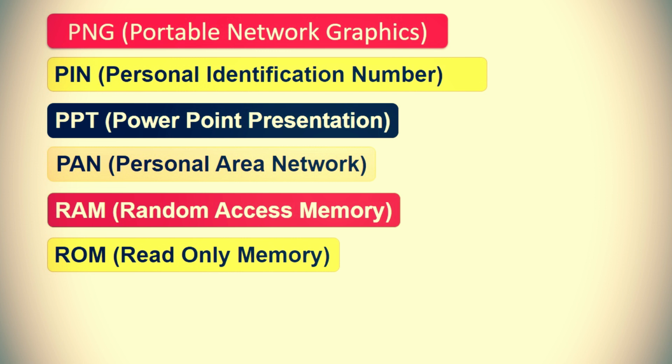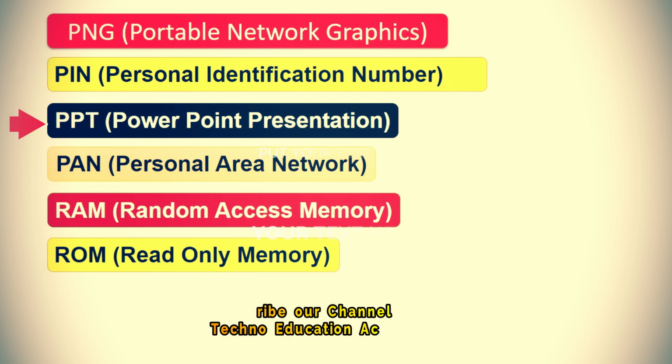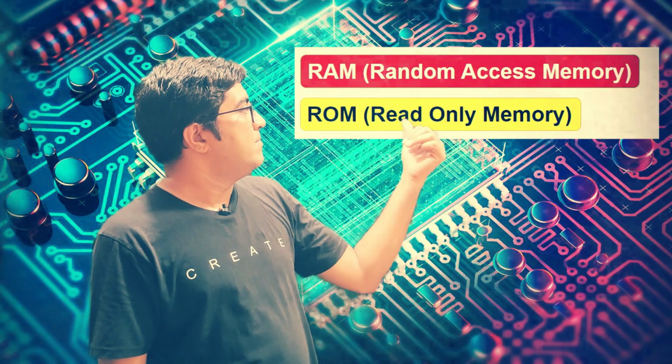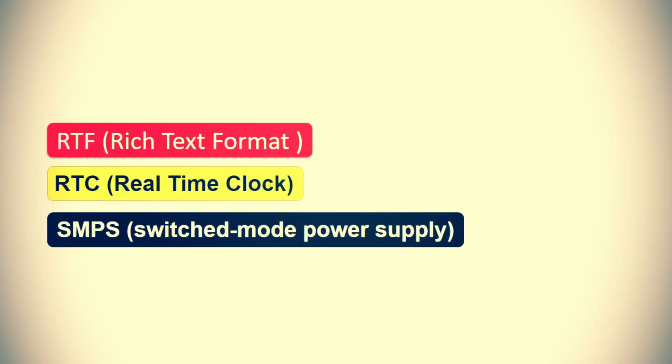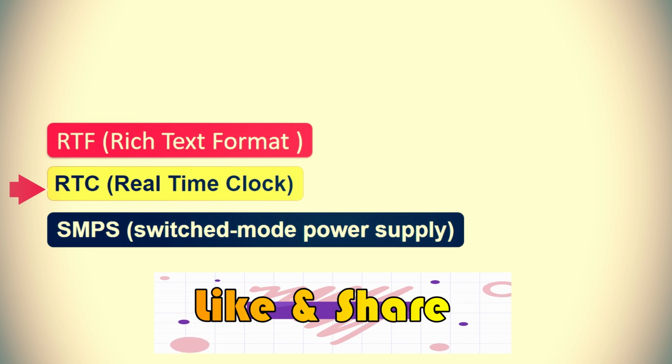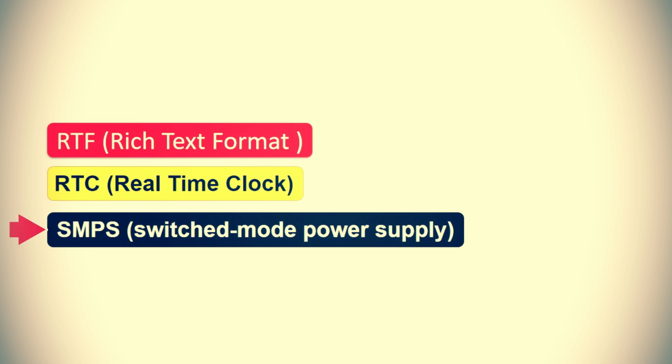The next one is PNG. Its full form is Portable Network Graphics. PIN, its full form is Personal Identification Number. Then PPT, PowerPoint Presentation. PAN, its full form is Personal Area Network. The next important terms are RAM and ROM, Random Access Memory and Read Only Memory. RTF, Rich Text Format. RTC, Real Time Clock. SMPS, Switch Mode Power Supply.